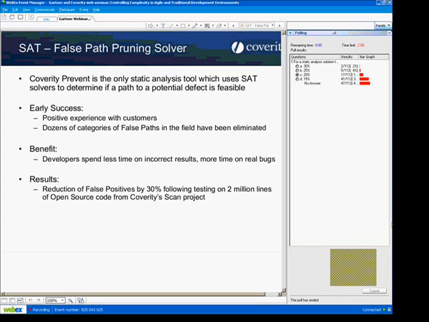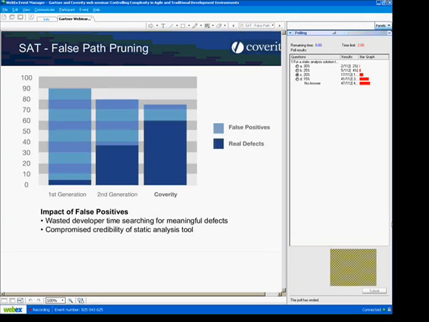And the real benefit, of course, is that developers spend more time on real issues, more time than implementing features in their product, and we've vetted this technology over millions of lines of open source software to experience this reduction in false positives. So here, just to give you a sense of what it looks like from a numerical standpoint, as I mentioned, second generation gave you maybe 50% false positives. Now Coverity, with this SAT-based technology, can bump up the real defects into the 80 to 90% real range.